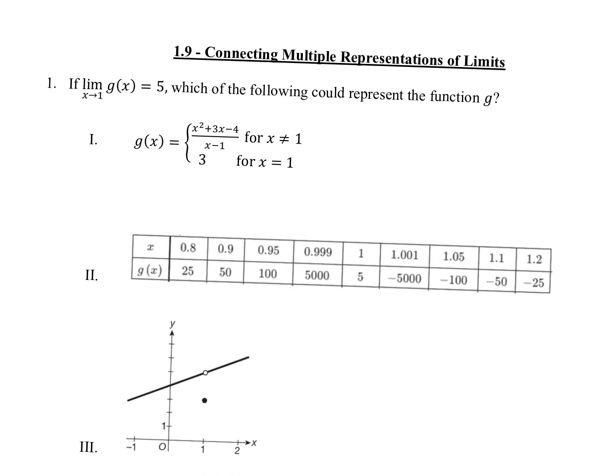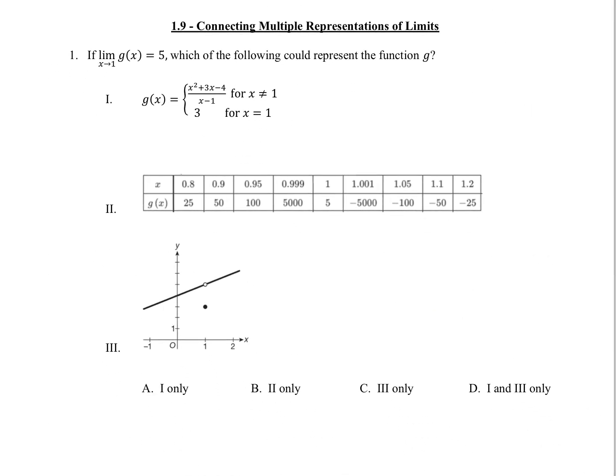This question is now putting limit stuff together. It's asking you maybe from a graph and a table and an equation, putting it all together. So as x approaches 1, the limit is 5. Ready, Wilson? As x approaches 1, my fingers would have to come together at 5. Which of the following could represent this function, this g function?